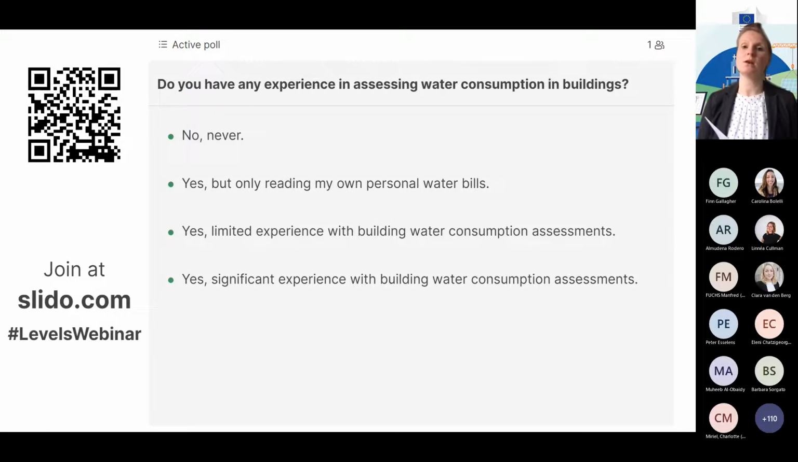And this time we have a single answer option. So no, never. Yes, but only reading my own personal water bills. Yes, limited experience with building water consumption assessments. Or yes, significant experience with building water consumption assessments. So choose the option that applies most closely to you. And then it gives us a little bit of an indication of where we stand also on the specific indicator in the context of today's webinar. Again, I'm looking for a couple more seconds in there.